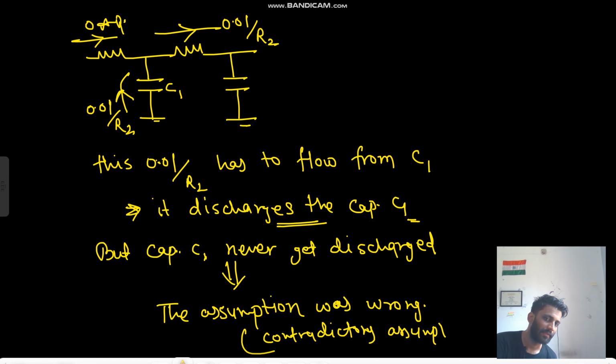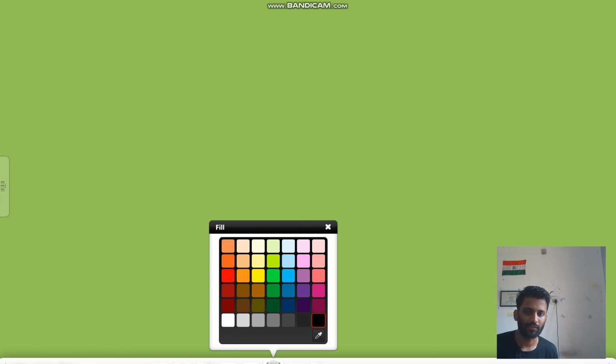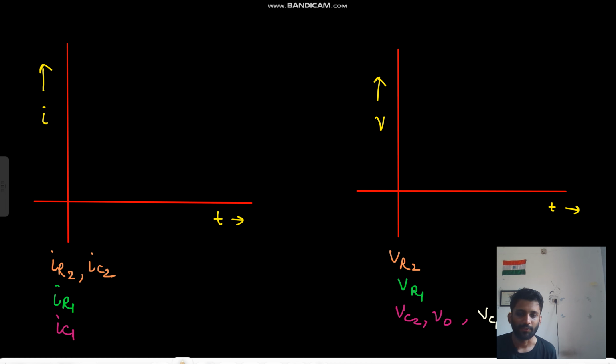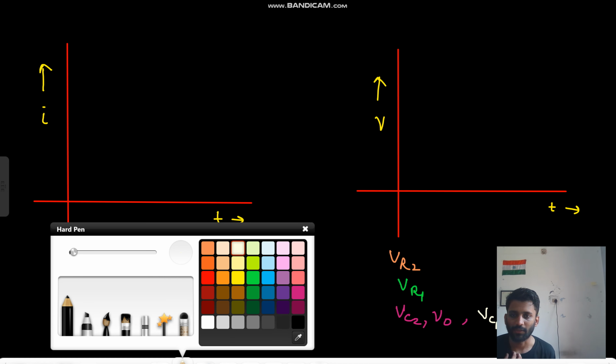So there has to be only one condition: both IR1 and IR2 go to 0 at the same time. Only at that time you will have the steady state. Okay, so this can be asked. Now let me draw the waveforms.